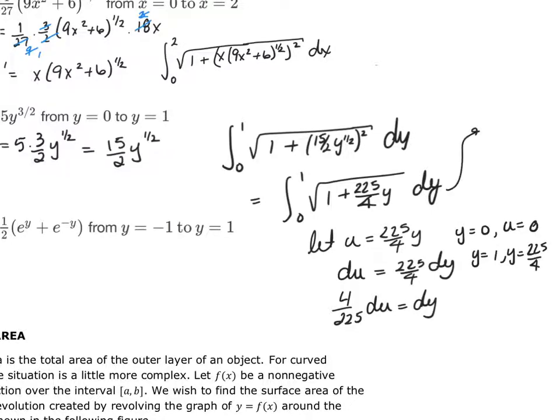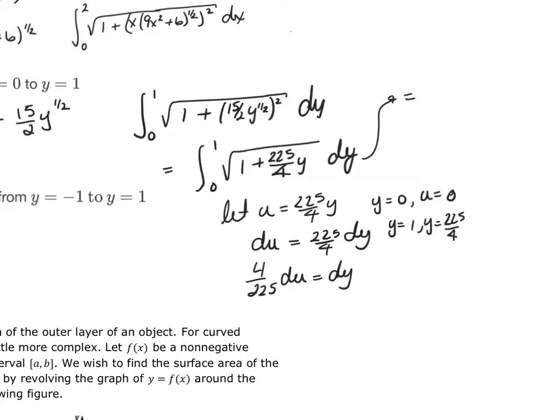So then this is going to be equal to the integral from 0 to 225 over 4. And then I'm going to have 1 plus u. Don't forget I have to have my adjustment. I need 4 over 225, so I'm just going to put that out front, 4 over 225, du.